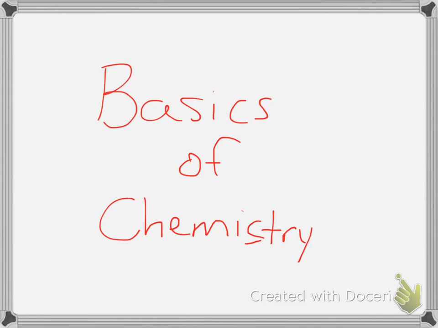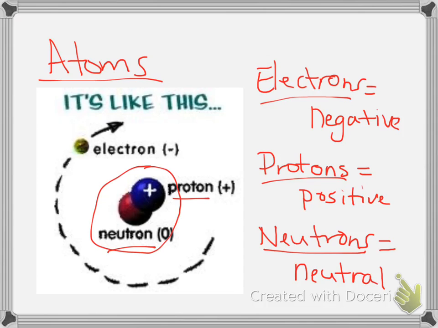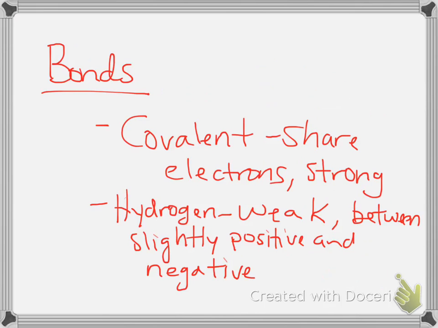In this brief review, we're going to take a look at the basics of chemistry. So you should know that atoms are made up of electrons, protons, and neutrons, where the electrons are negative, the protons are positive, the neutrons are neutral. We see here that the neutrons and the protons are housed in the nucleus of the atom, with the electrons going around in an orbit.